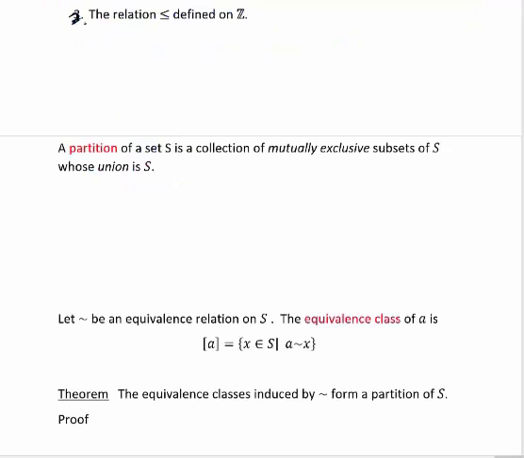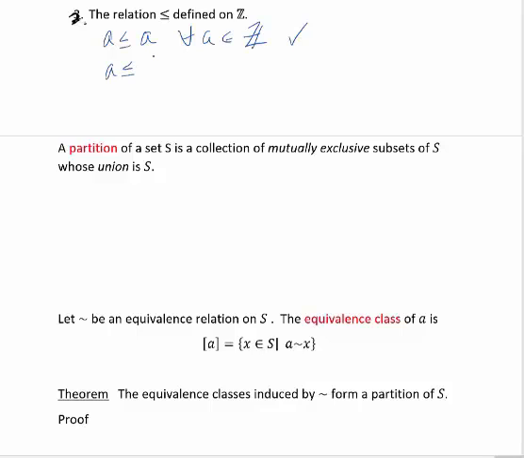So let's look at the relation less than or equal to defined on the set of integers. Now, we don't write it as such, but remember it's a subset of Z cross Z, where every ordered pair in that subset has first coordinate less than or equal to second coordinate. But we can check for the 3 properties and see if it is an equivalence relation. First, is A less than or equal to A for all A in Z? Of course that's true. So we do have the reflexive property.